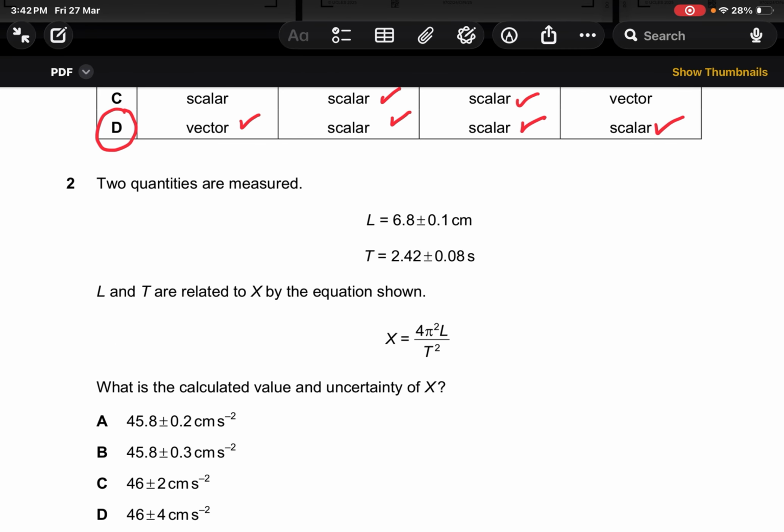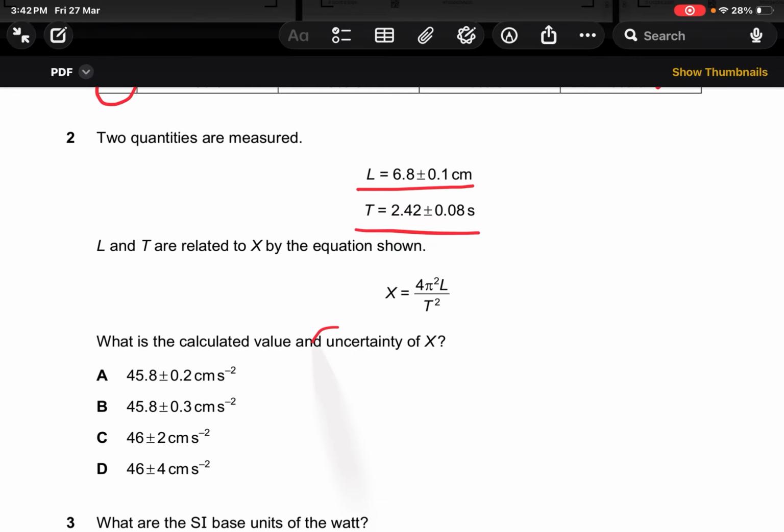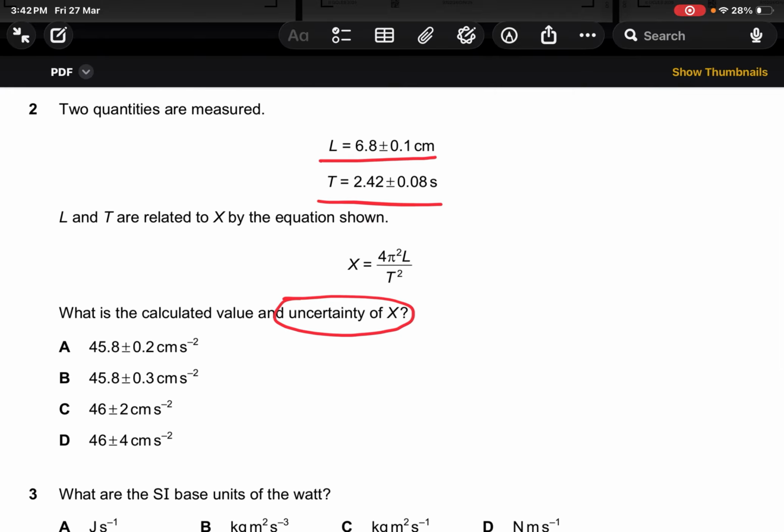Two quantities are measured. First is, I guess, the length, and second is the time. L and T are related to x by the equation shown. What is the calculated value of the uncertainty of x? So now we have to calculate the uncertainty in x. First, we are going to calculate the value of x. x equals 4 multiplied by pi squared multiplied by the length, which is 6.8 centimeters. We are going to keep it in centimeters because the answer is also in centimeters. So 6.8 divided by time squared.